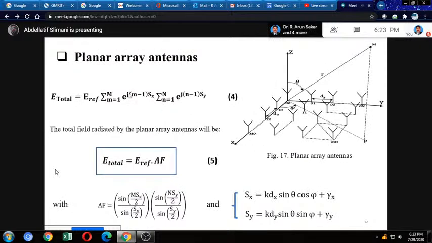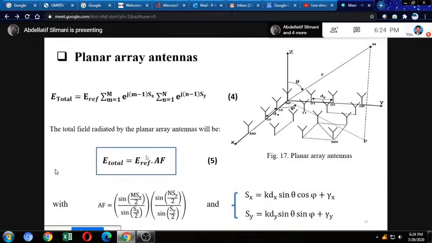For the second example, we talk about planar array antennas. Here we have two axes, the x-axis and the y-axis. We work with the same principle. The total field radiated by this planar array antenna equals the superposition of all fields radiated by all antenna elements. Here the reference is the center of our array, and we have terms toward the x-axis and other terms toward the y-axis.